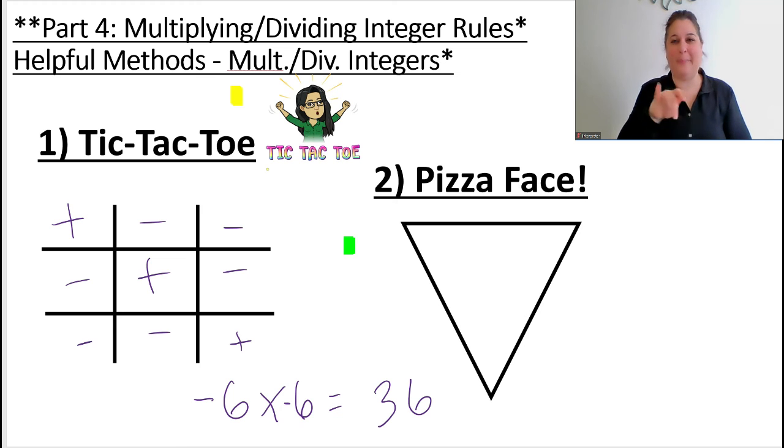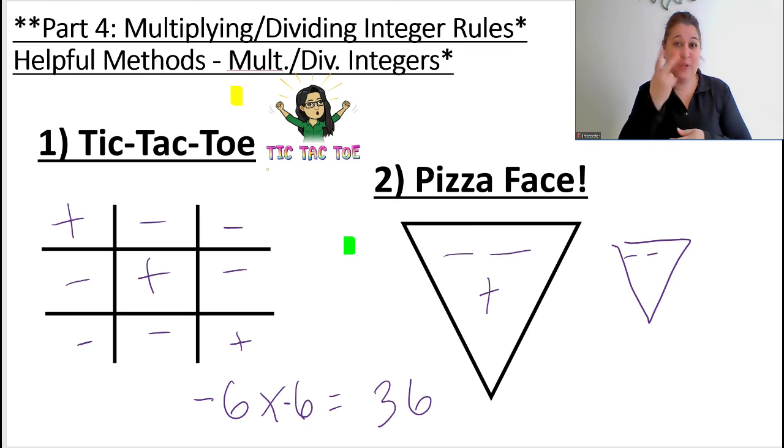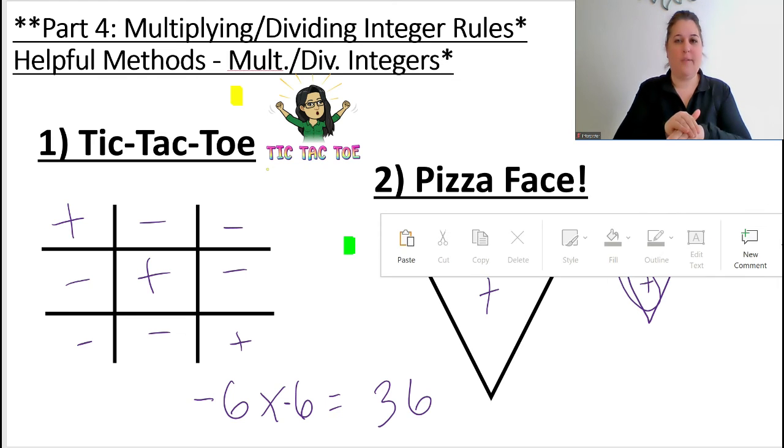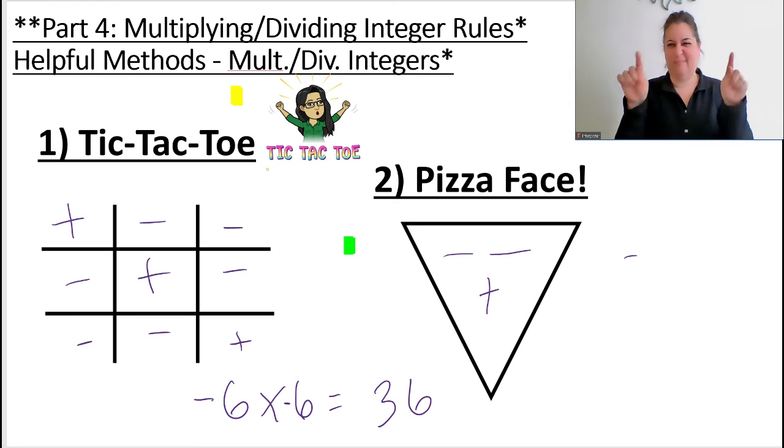All right, let's look at the pizza face. Pizza face looks like this, and it's something small that you can draw on your paper to show your work. Like if there are different signs, you could put your finger over those two. What's left over is a negative. Okay, so let me do that again.